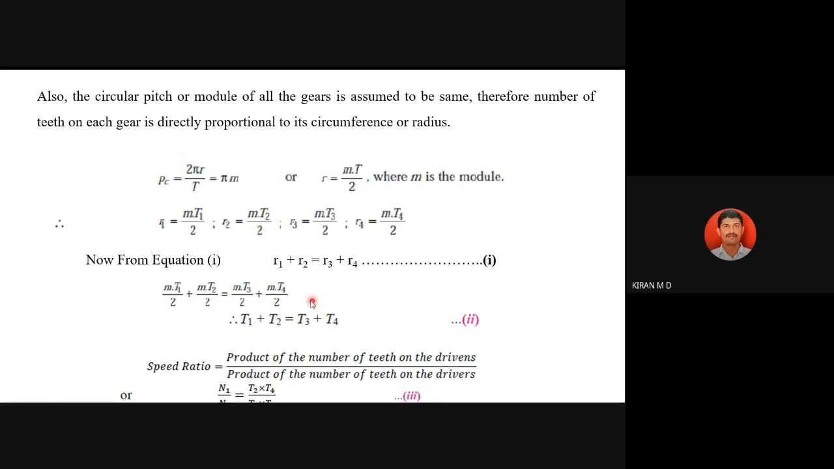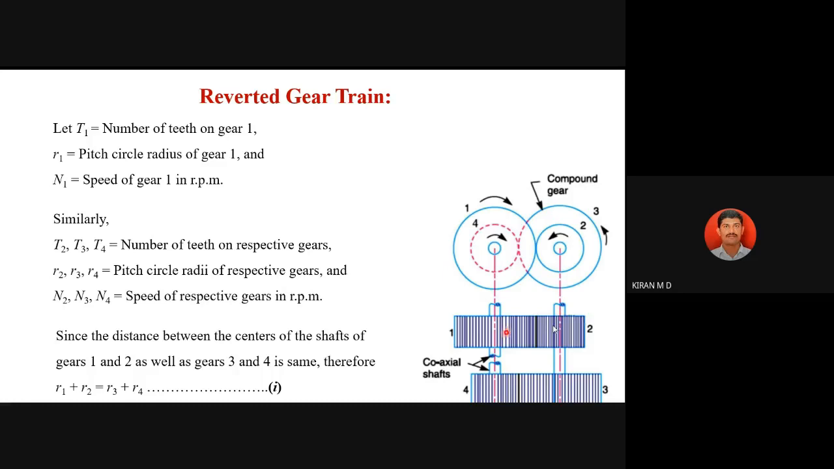because the reason is, gear 1 will drive gear 2, so N1 by N2, into gear 3 will drive gear 4, so N1 by N2 into N3 by N4. When it comes to the teeth, N1 by N2 is equal to T2 by T1, and N3 by N4 is equal to T4 by T3. So the speed of gear 2 and gear 3 is the same.